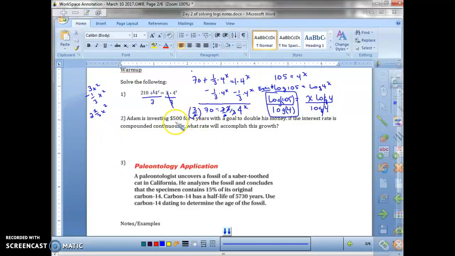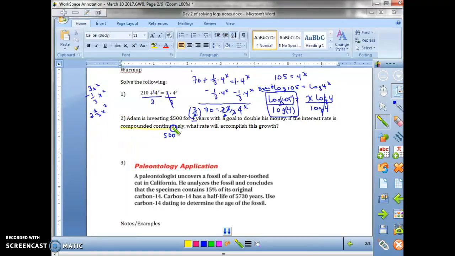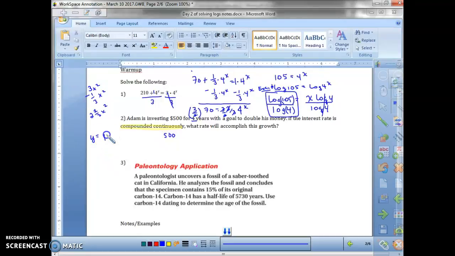Number 2, so we're investing $500, and we're going to invest it for 4 years. It's going to be compounded continuously. When I read that, I know I need to use my PERT formula, which means the amount of money I have after a certain period of time is the initial investment or principal times e to the rt. So I'm going to have 500 doubling, turning into 1,000, e, and then I don't know my rate, but I do know the time is 4, so I'm going to write 4r.